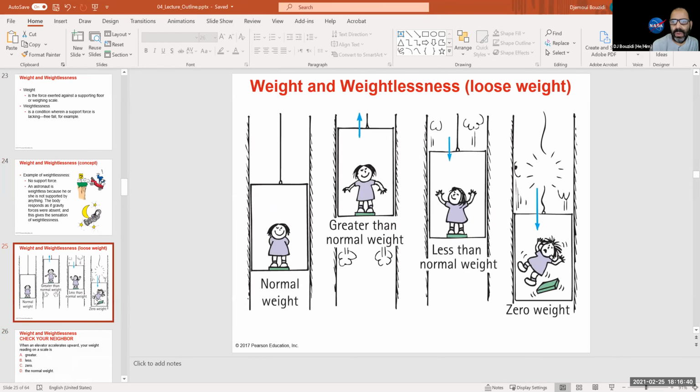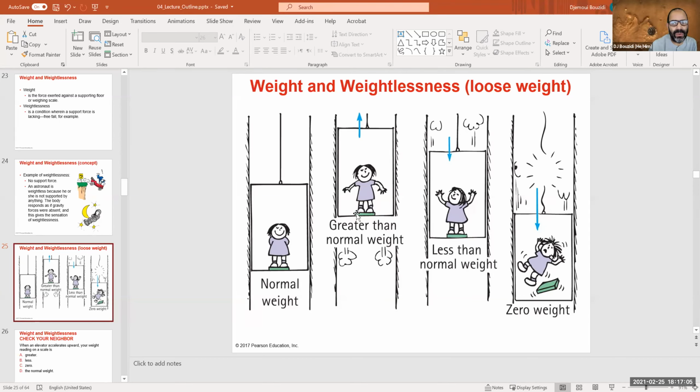And this is the example I told you guys a long time ago that we can go in business with. So this is zero weight because the support force doesn't exist. In this case, there is weight, normal weight. When it's accelerating upward, you feel more weight because you are pushing on the scale, and the scale will push more. So you feel more weight. The weight never changed. It's the same in all four cases.